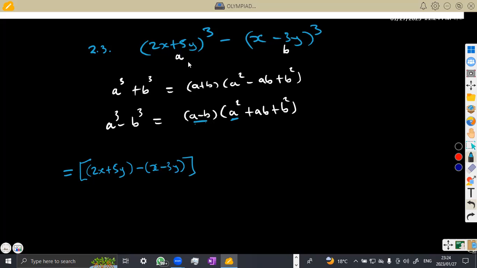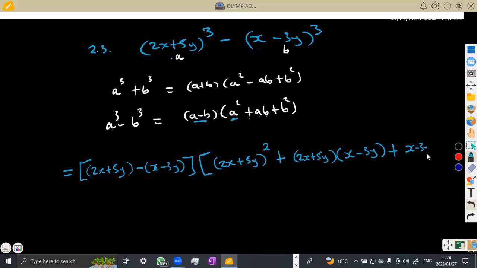Then we move on to a squared plus this part. So let's start with a squared. A is the a here, which you said is 2x plus 5y, so it is going to be in another bracket. We are going to have (2x plus 5y) to the exponent of 2 plus ab. So ab means a times b. So it's going to be plus (2x plus 5y) times b, which is (x minus 3y). Okay, so that's plus a times b, plus b squared. So this is going to be plus (x minus 3y) squared. That is your b squared. So this is what you have here.